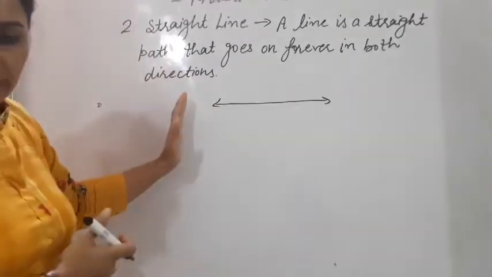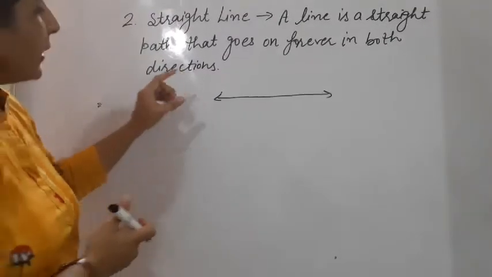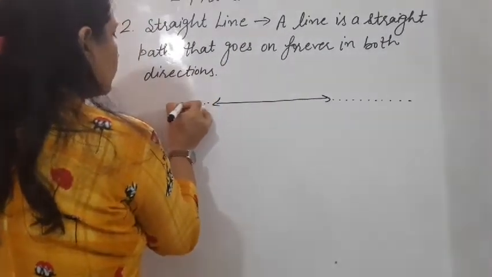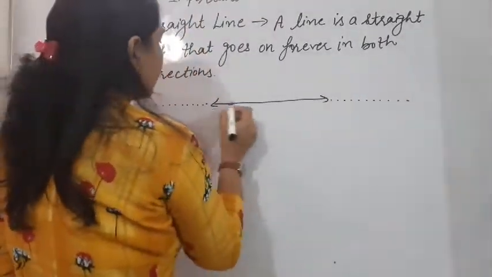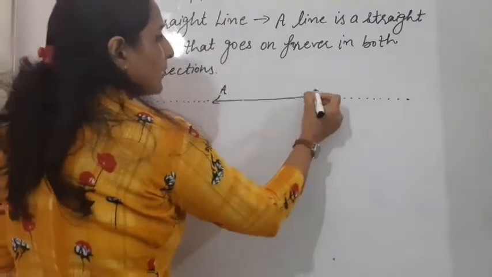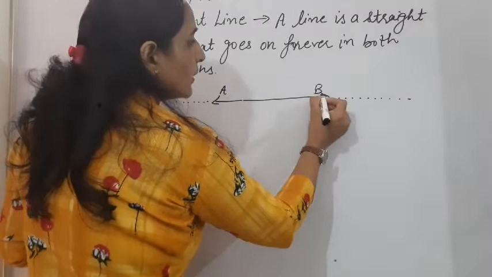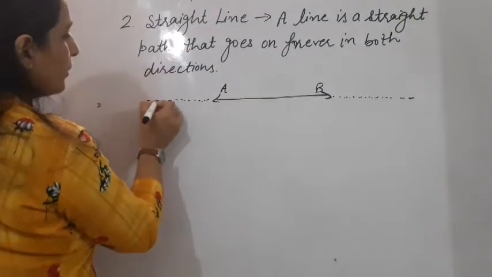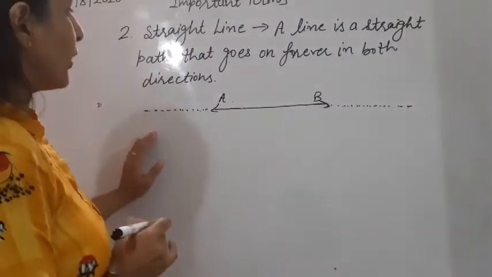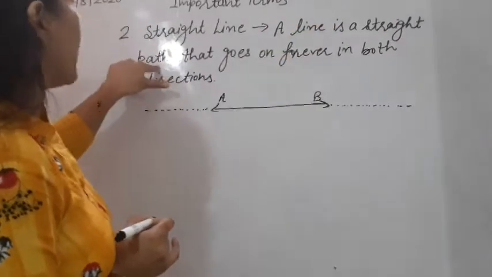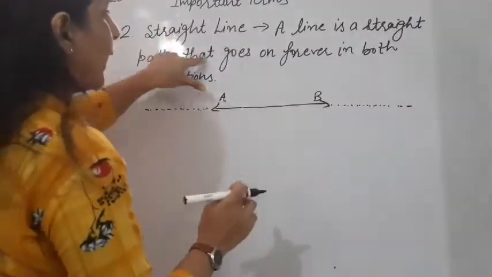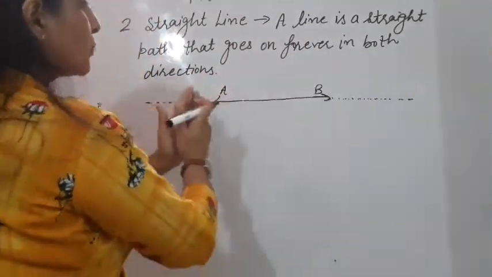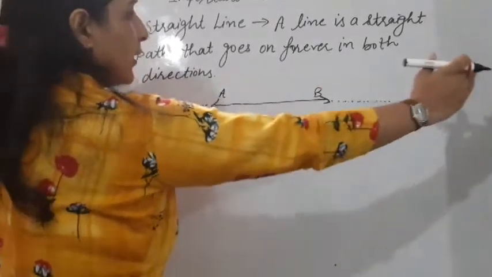In other words, we can say that it moves in both directions continuously. I am giving the name here A and this is B. So this one is continuously moving in this direction, and this is also moving continuously in this direction forever. A line is a straight path that goes on forever in both directions.